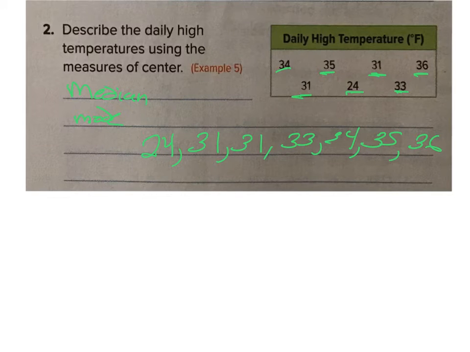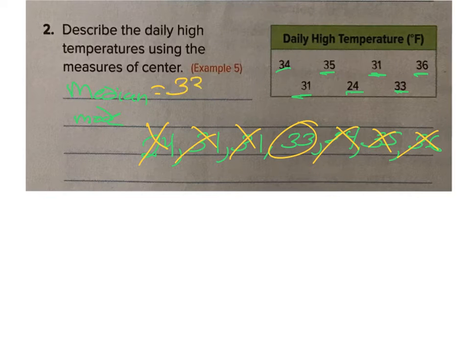Okay. Now I want to find the center. Take off one on each end, another one on each end, another one on each end. Sweet. And it leaves me with exactly one right in the middle. My median is 33. Now I want to see which one is used the most. 24 is 1, 31, 31. Those are used twice. 33 is once, 34 once, 35 once, 36 once. So the one that's used the most equals 31. The mode would be the 31. So your median is 33. Your mode is 31.